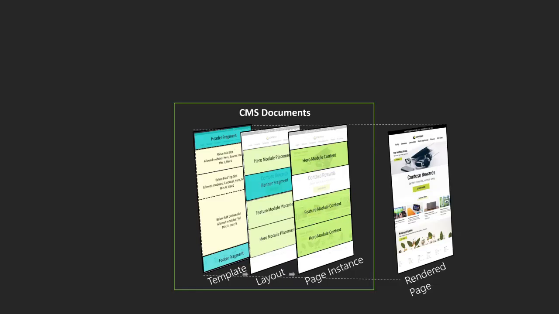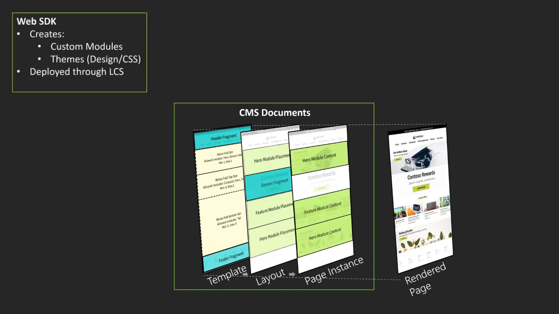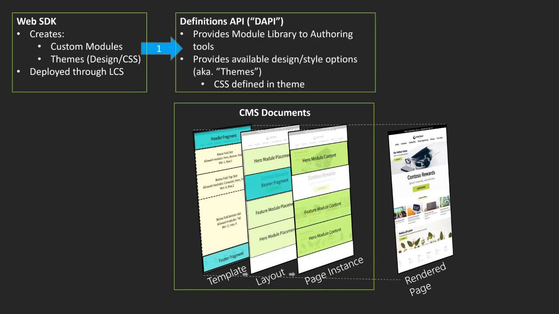And the way that works is that every single module, including the ones that we ship natively, started their life using our web SDK. So the web SDK is where you define these module types and how they can be authored and what can be authored within them. And then, once they've been developed using common React JavaScript skills, they get deployed through LCS and become part of what we call our definitions API.